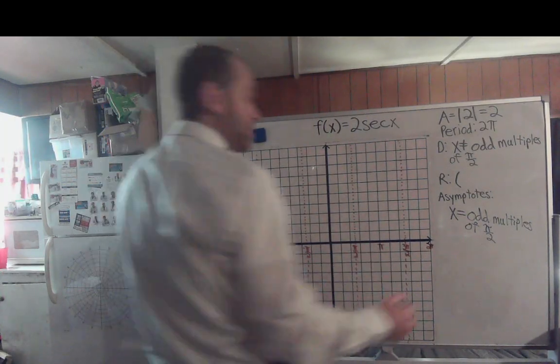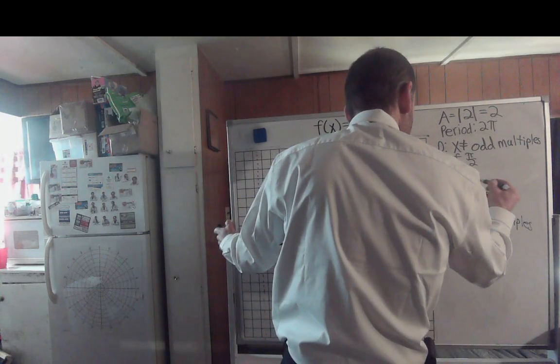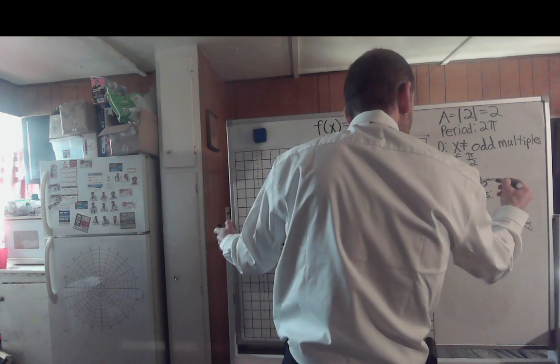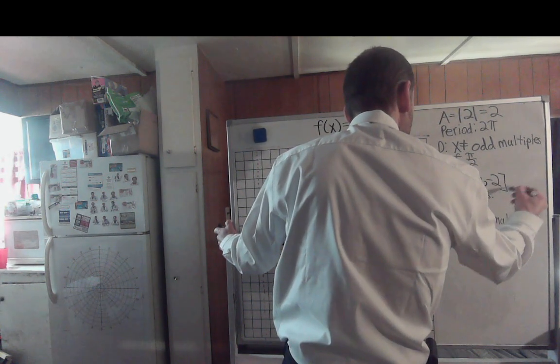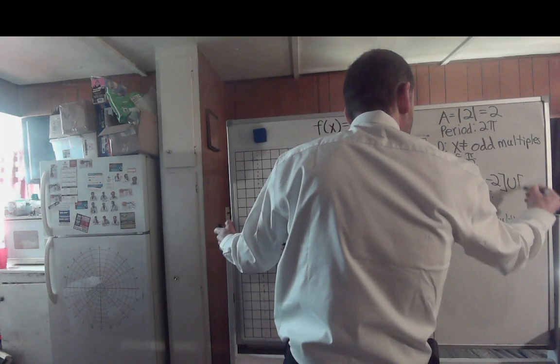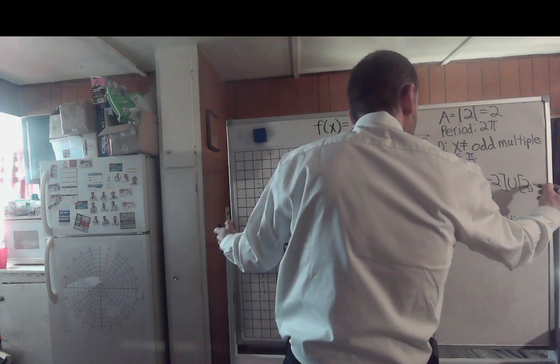So the range now, if you take all the members of the range and multiply that by 2, you'll end up going from negative infinity to negative 2 inclusive. And then you'll have from 2 inclusive to infinity.